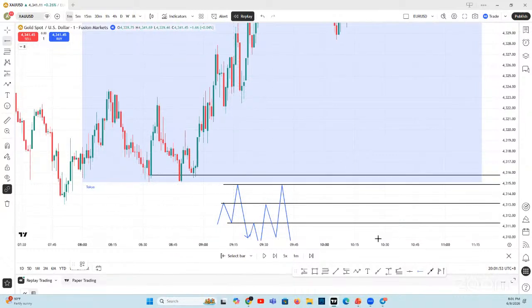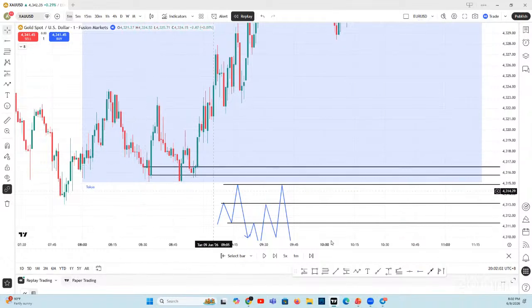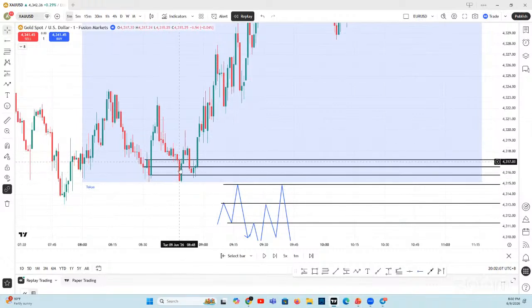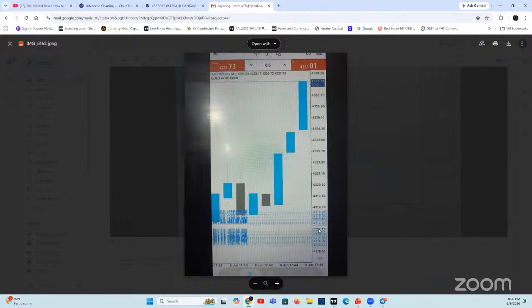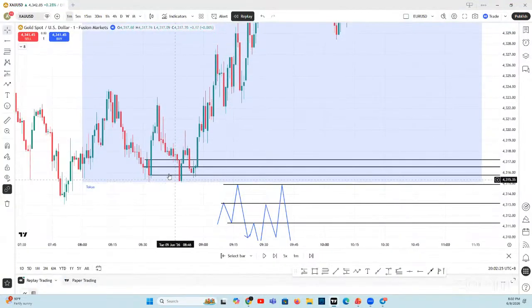So where is the QM here? This is the head. Red, green support. Left shoulder. Neckline. You can buy here. Buy, buy, buy. Three points to buy, my friend. That's why they are layering like this. Okay? That's the QM pattern, guys.